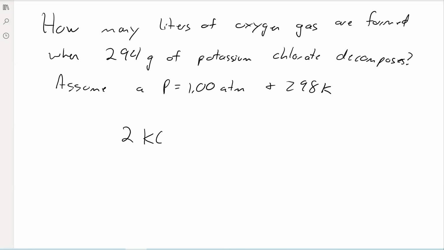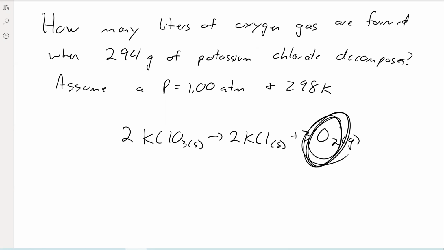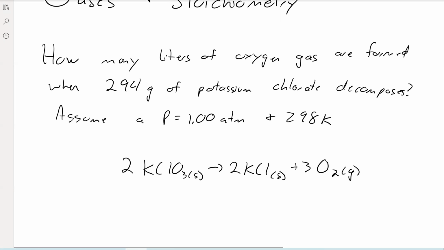So 2 potassium chlorates as a solid will decompose to 2 potassium chlorides as a solid and 3 molecules of oxygen gas as a gas. Remember, oxygen gas is one of our diatomic gases, so it exists as O2.